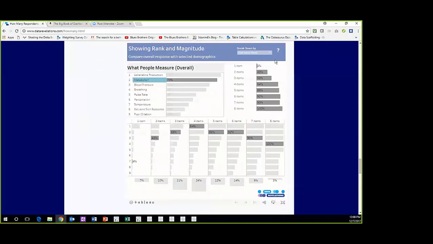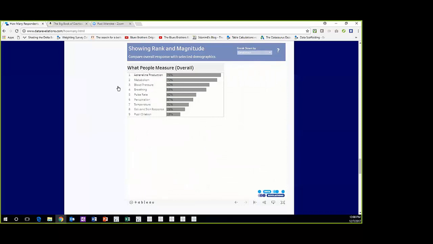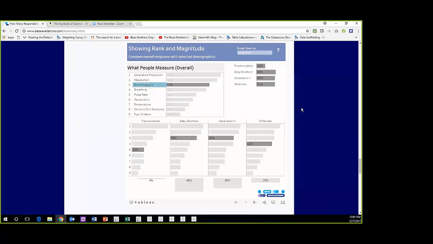But down at the bottom here, let's say I want to break this down by generation. And so I'm seeing overall adrenaline production, metabolism, blood pressure, breathing, and pulse rate. And I want to look at blood pressure. And I'll see, oh, for traditionalists, it ranks number 5 at only 29%. But for baby boomers, it's 63%. And I can also see the grouping of it over here.